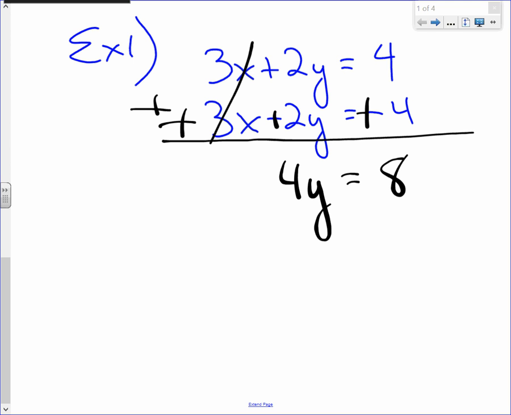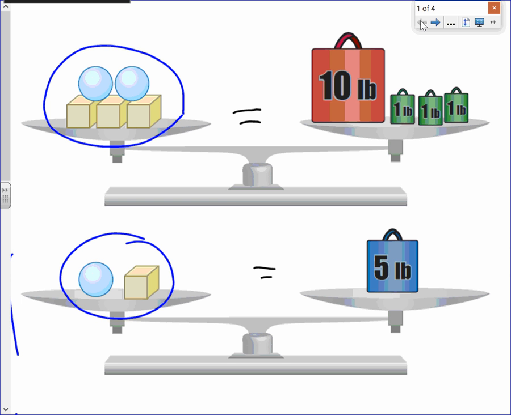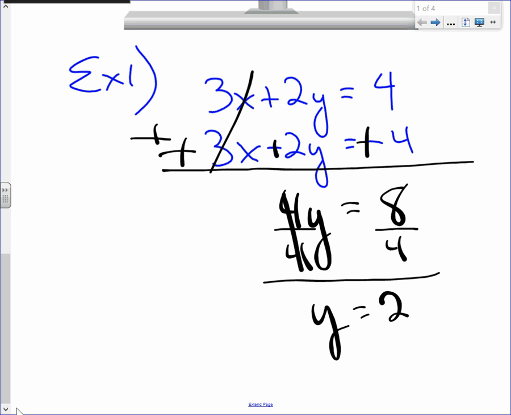Look what ended up happening. Something was eliminated. What was eliminated? The x's were eliminated. That's why the title of your notes, ladies and gentlemen, is solving by elimination. We eliminate a variable, and look at what happens when we eliminate a variable. We end up with this easy equation with one variable to solve for. And we're in business. We're rocking and rolling. This divided by what? Divide by what? Look at what happens. y is 2.